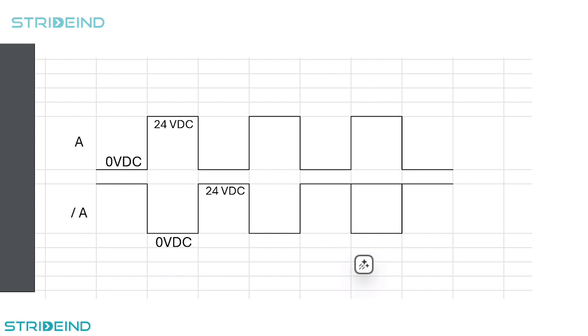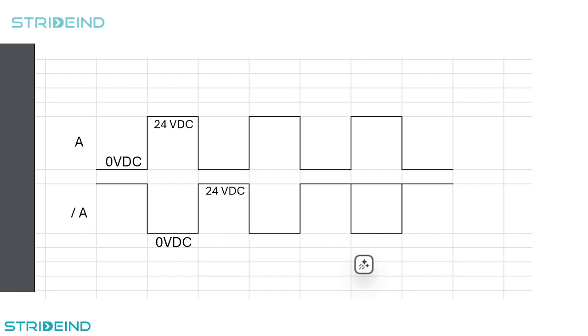You can see A and A bar. So when A is 0 volts, your A negative will be 24 volts. We're considering here a 24 volt signal output encoder, an HTL type. So when you have 0 volt in A, you have 24 volt in A negative. When you have 24 volt in A, you have 0 volt in A negative. This is how the inverted pulses work.